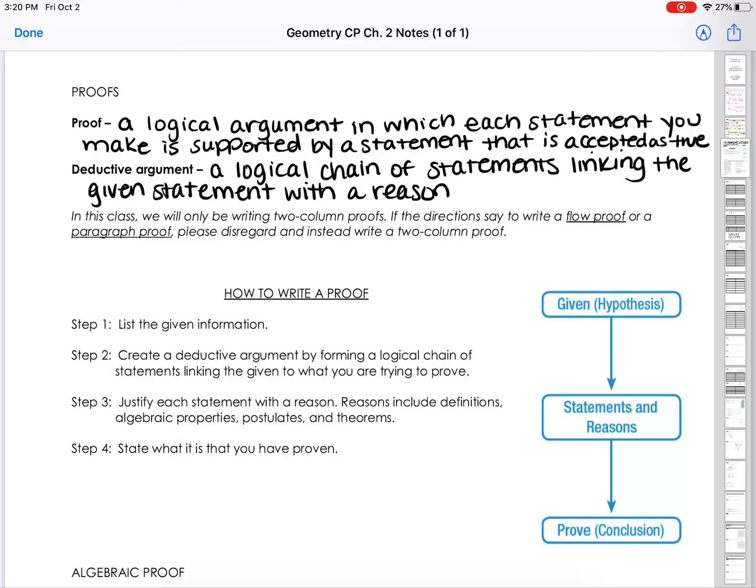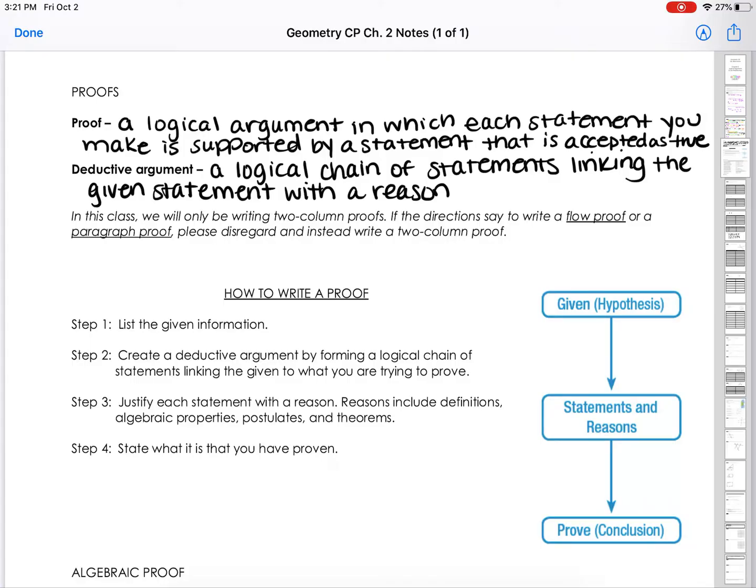A proof is a logical argument in which each statement you make is supported by a statement that is accepted as true. It's supported by either a postulate or something we've proved. Deductive arguments are a logical chain of statements that link the given statement with a reason. So we don't want to just say something's true. We want to be able to know it's true. So we have to have either a theorem, which we're going to come to in another section or two, or a postulate, but it needs to be something that we know is allowed.